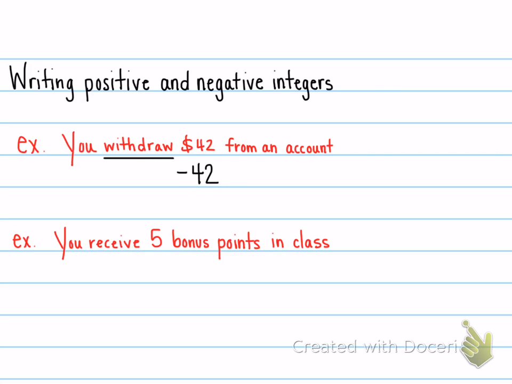If you find that you receive 5 bonus points in class, you need to realize that bonus points are added to your score. That makes it a positive number. There's 2 ways to write a positive number. You could write it as positive 5 or plus 5, or positive numbers don't need to really have the plus in front of it, so you could just say 5.